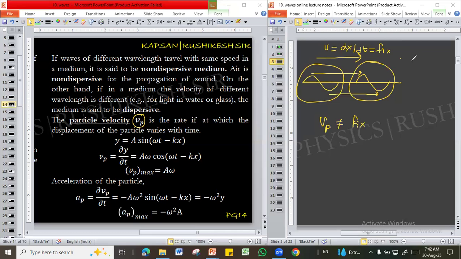You can write the formula for speed of the wave: distance traveled by the wave upon time taken by the wave. 1 upon time is frequency, and lambda is lambda. So speed equals frequency into wavelength. You can get the speed of the wave.